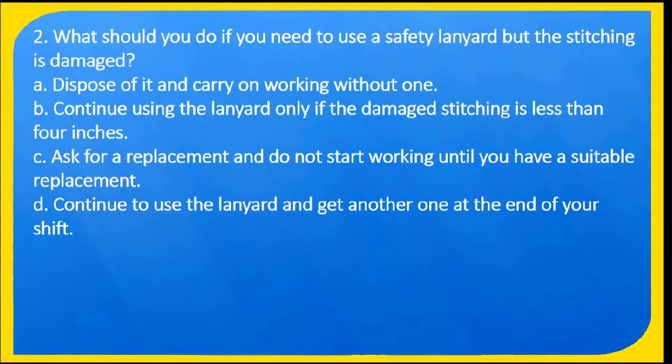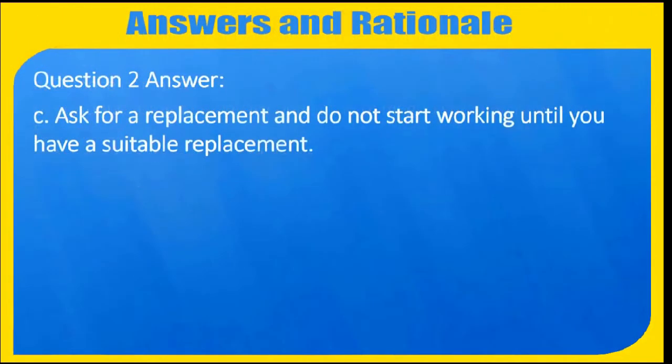Question 2. What should you do if you need to use a safety lanyard but the stitching is damaged? A. Dispose of it and carry on working without one. B. Continue using the lanyard only if the damaged stitching is less than 4 inches. C. Ask for a replacement and do not start working until you have a suitable replacement. D. Continue to use the lanyard and get another one at the end of your shift. Question 2. Answer. C. Ask for a replacement and do not start working until you have a suitable replacement.